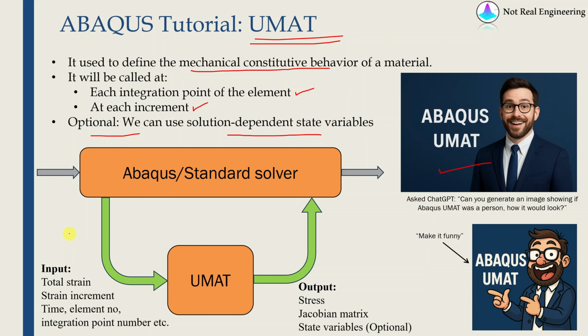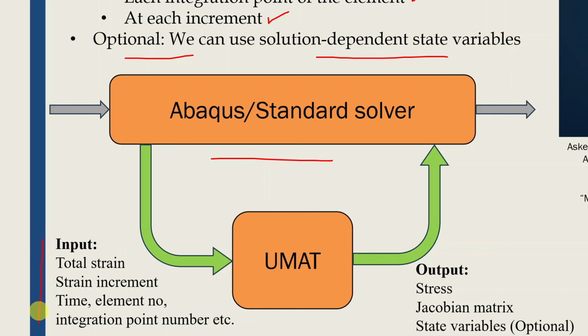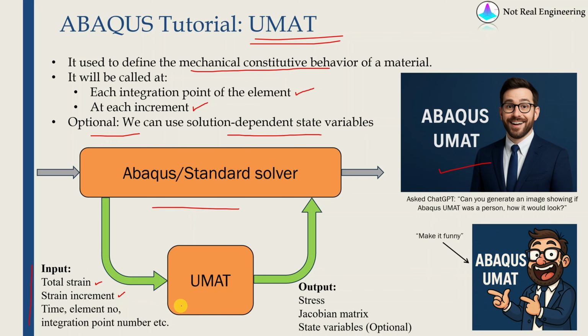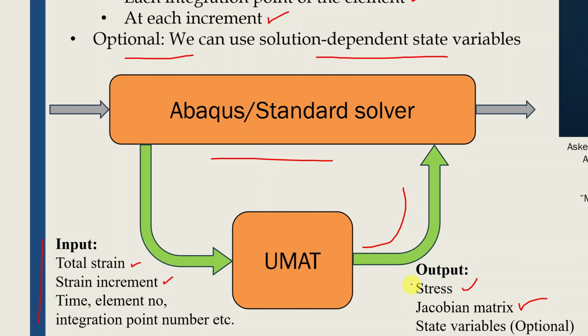This is in short how the subroutine is going to work. When you are performing any Abaqus standard simulation, the subroutine will get called at each integration point and each increment. And whenever the subroutine is called, these are the inputs provided to your subroutine, which contain total strain, strain increments, time, element number, integration point number, etc. And your code should use these inputs and provide output back to Abaqus, which should be stress plus the Jacobian matrix. These two outputs you have to provide. So these are compulsory. If you don't provide these, Abaqus will throw an error. And as I said, we can also update the state variables, but this is optional. We are not going to focus on this in this video.